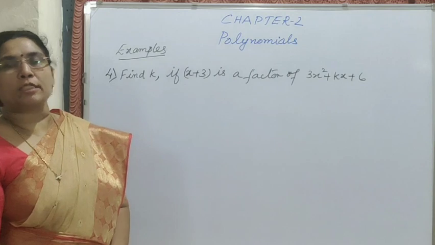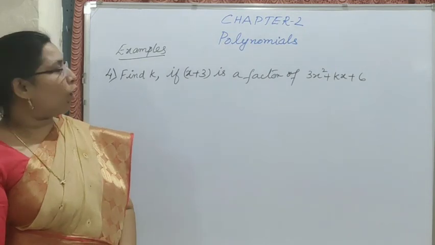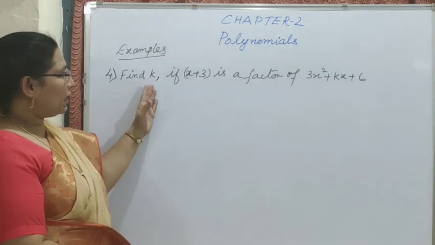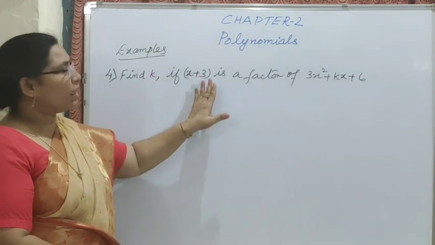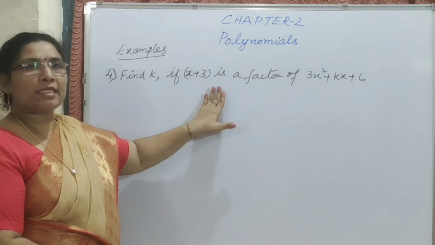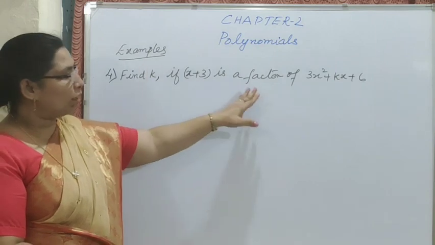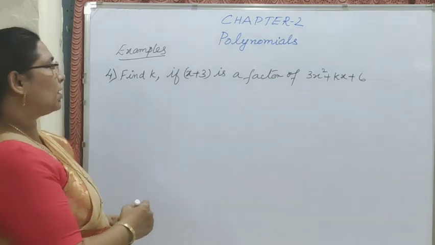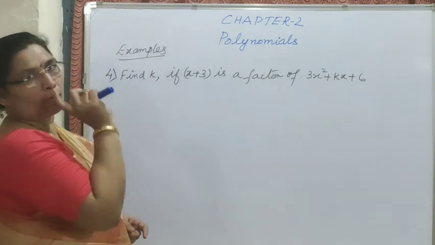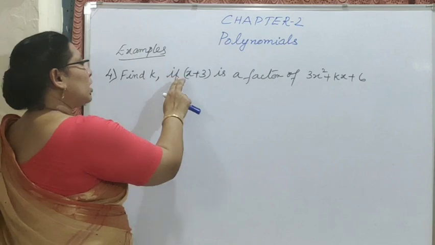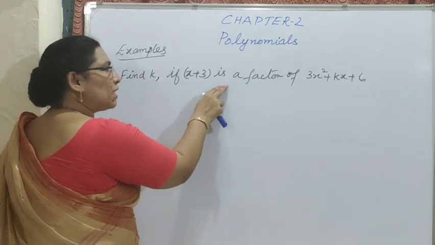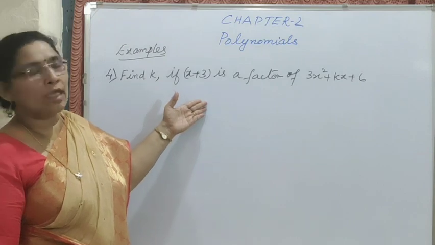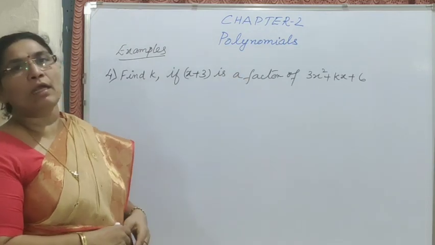Find k if x plus 3 is a factor of 3x square plus kx plus 6. That means x plus 3 is the factor only, they are given. If x plus 3 is the factor, means remainder is 0. Which remainder? P of minus 3. Now you understood how we are getting. So it is already given that x plus 3 is the factor. So what is the statement we are trying? P of minus 3 equal to 0 of the given p of x.